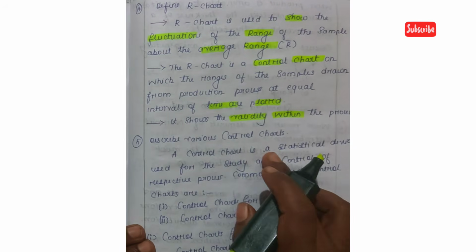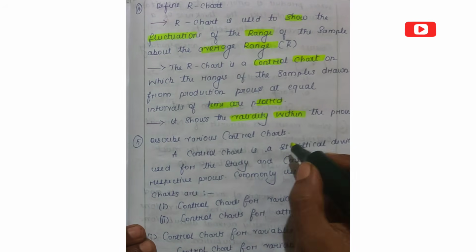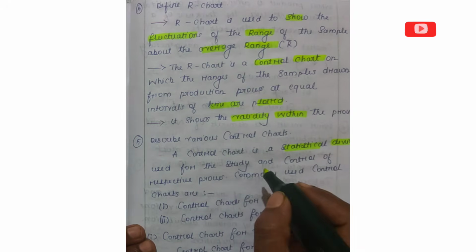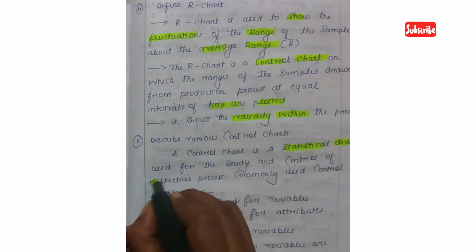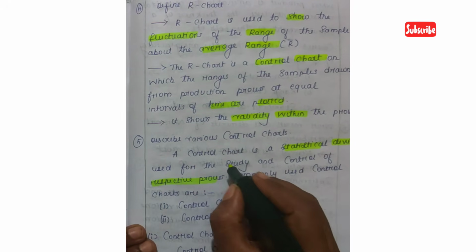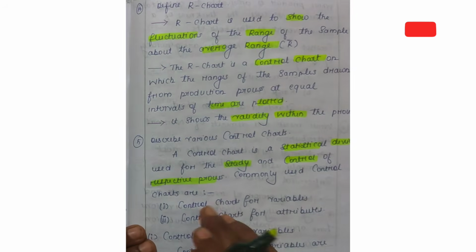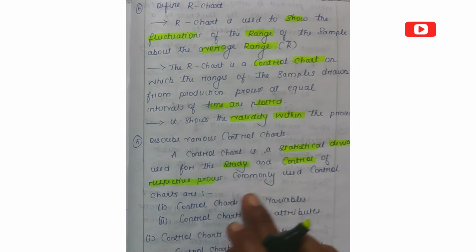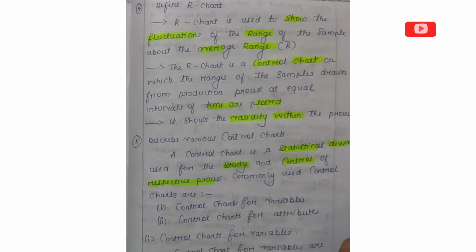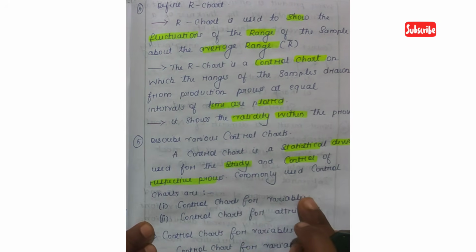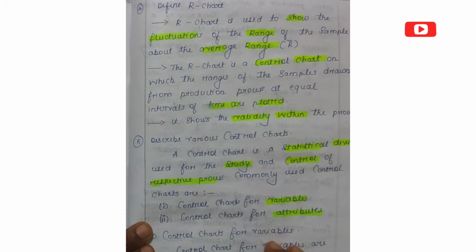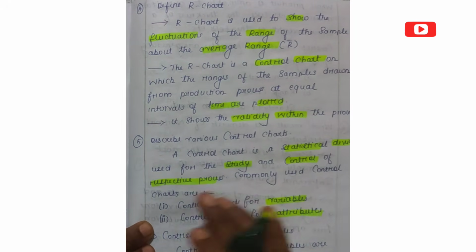Next question, describe various control charts. A control chart is a statistical device used for the study and control of a repetitive process. Commonly used control charts are control charts for variables and control charts for attributes.